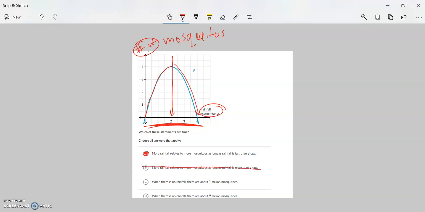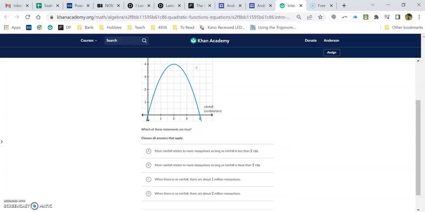So B is wrong. When there's no rainfall, there are about 1 million mosquitoes. No rainfall is here, which means we have 0 mosquitoes. That one is wrong. When there is no rainfall, there are about 2 million mosquitoes. Once again, no rainfall means we have 0 mosquitoes. So A is the correct answer for this one.